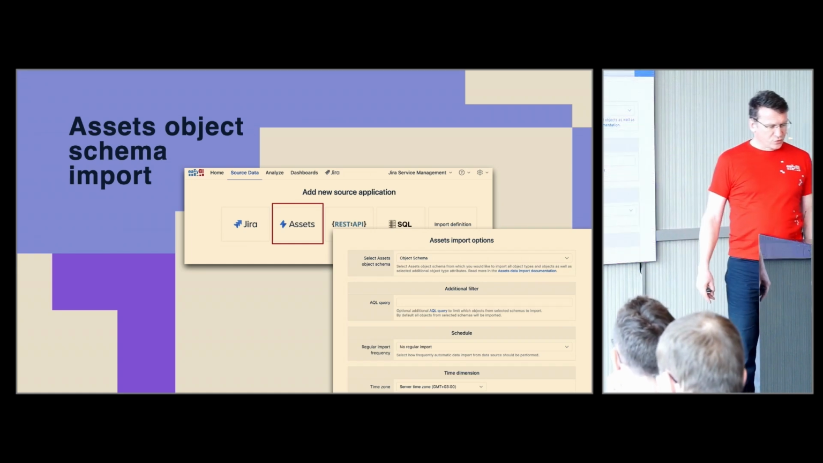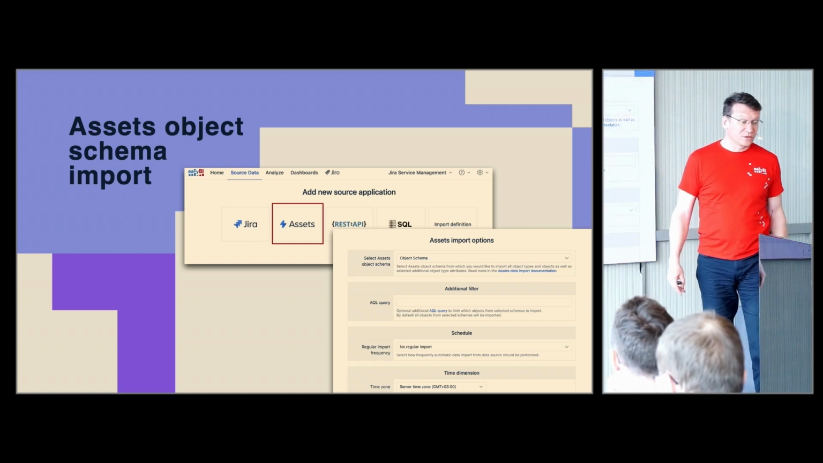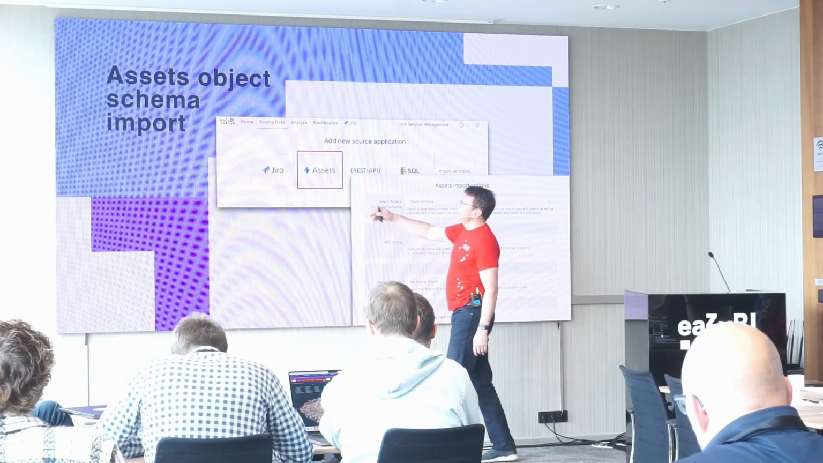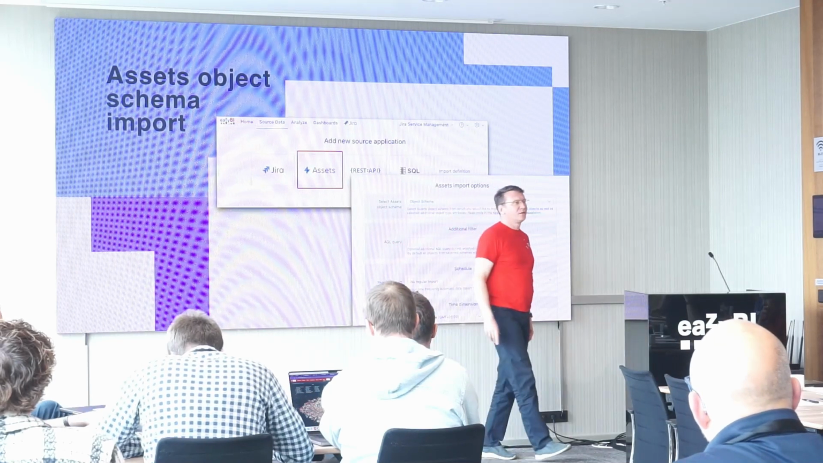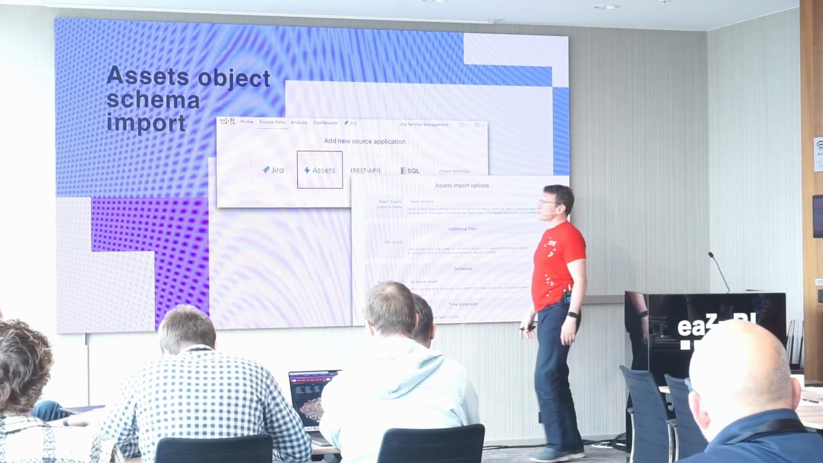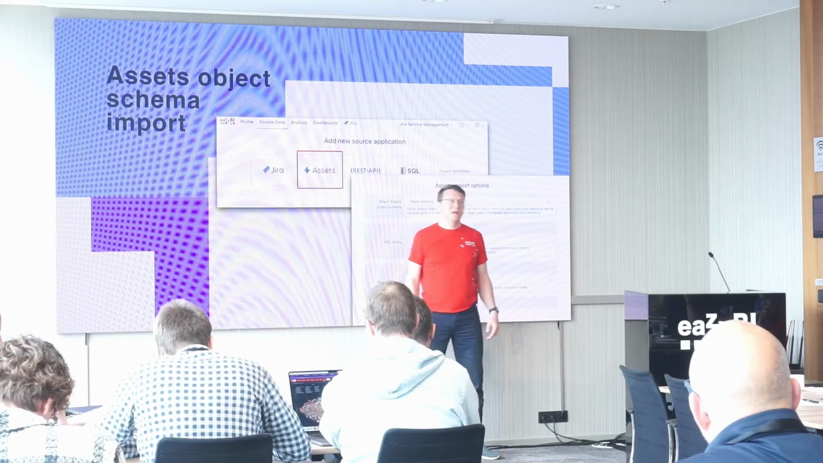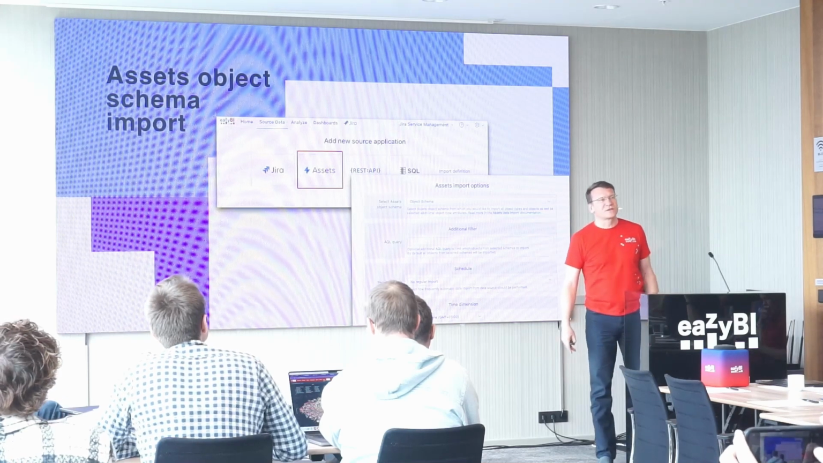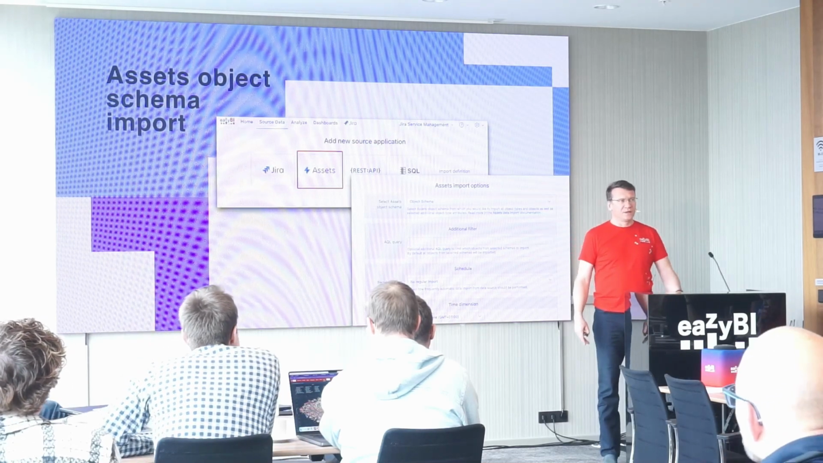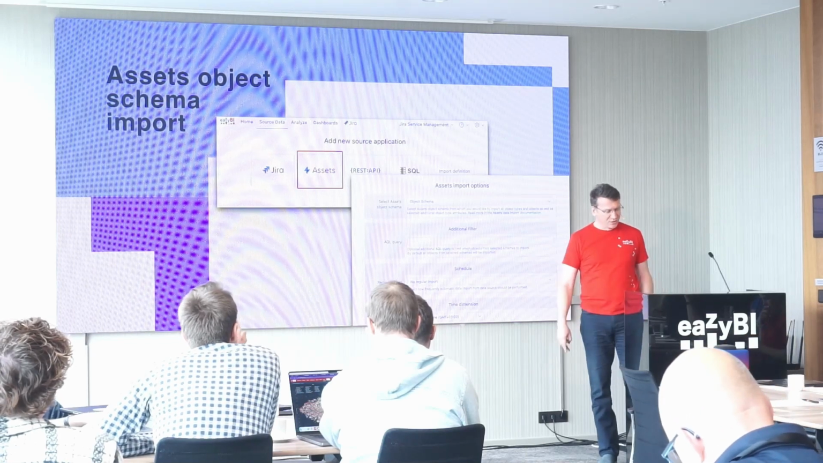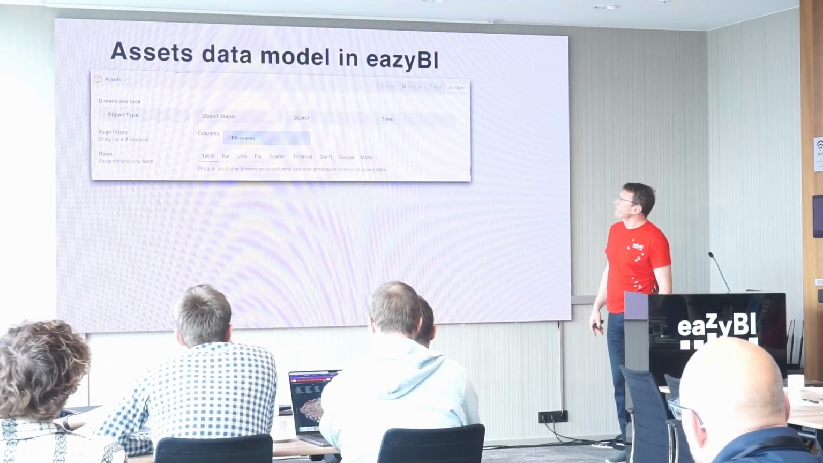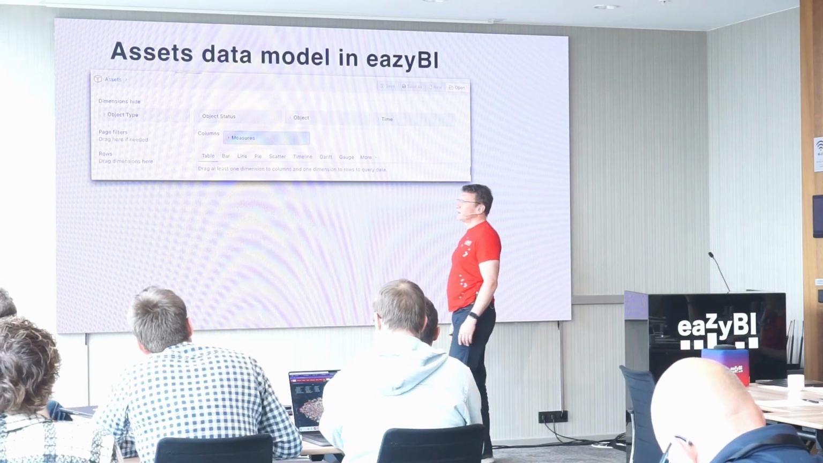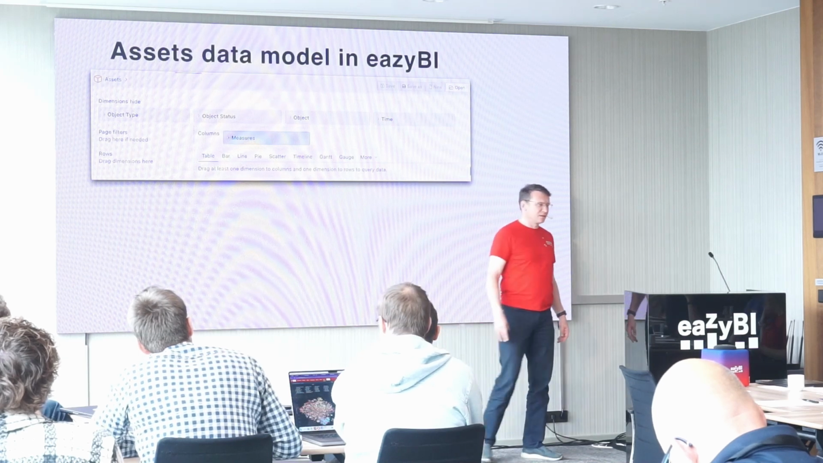Well, now let's switch to the other area, reporting directly from the assets object schema. Assets object schema is what you can create from as another data source. It is not Jira, it is an assets data schema. And you can configure several things, what you want to see in your eazyBI assets model, depending on your reporting needs. But if you don't want to do anything in data import options, you will get the data model like this.